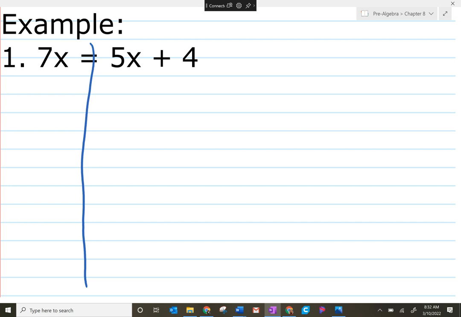So I'm going to move this 5x over, so that way I can have the x on the left, and I can have my constant on the right. When I do it, I have to do the opposite. So it's a positive 5x. What is the opposite of positive 5? Negative 5. I'm going to subtract 5x from both sides. Don't forget about the letter x.